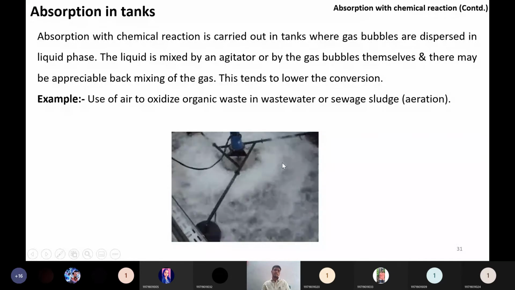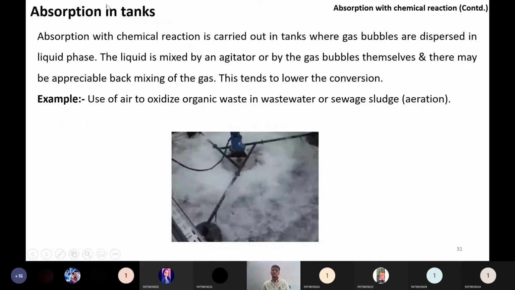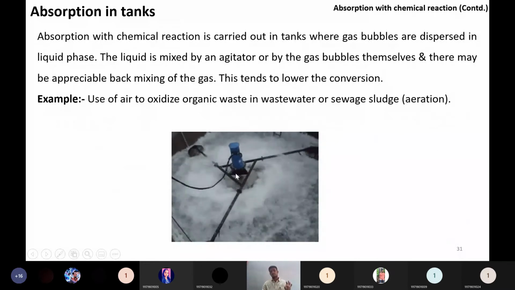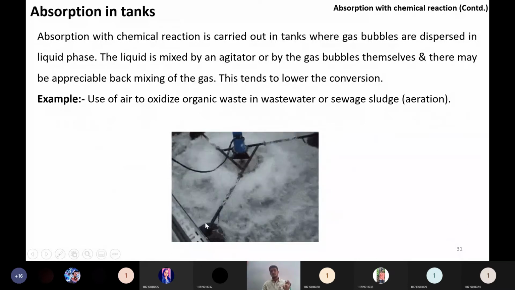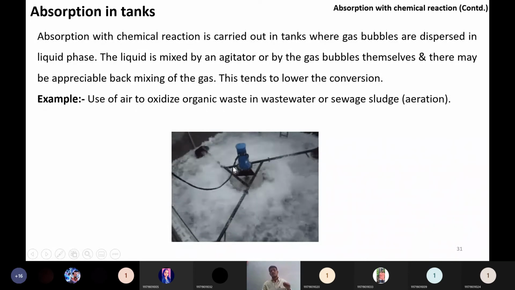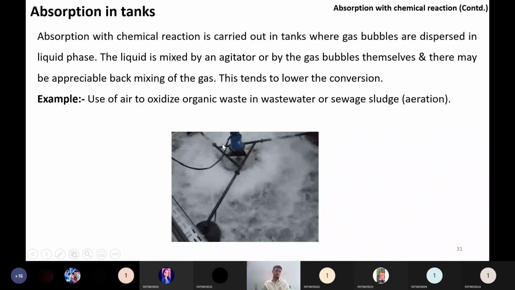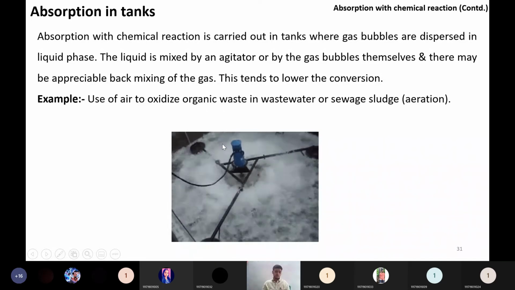So these two equipments are popularly used for absorption with chemical reaction. Especially this aeration process is used for the treatment of the activated sludge process. For the treatment of activated sludge, or the breakdown of organic waste, we can use this particular absorption in tanks. Okay, I hope it is clear.